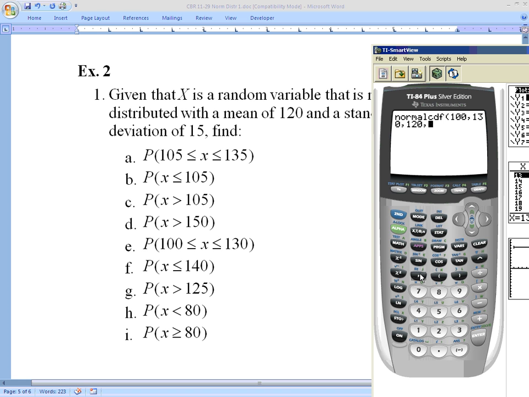And then we do our standard deviation, which is 15. Now, before I hit enter, I just want to see if we have an estimate of what this would be. Again, we said that 100 was a little bit more than one standard deviation to the left, and we know that'd be about 34%, or a little more than that because it's more than one standard deviation.